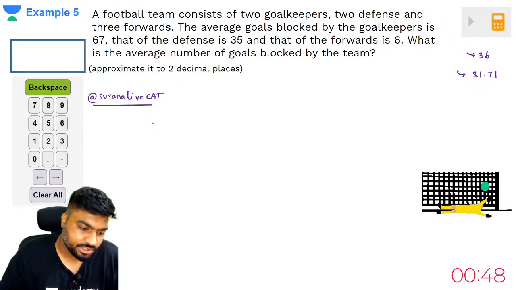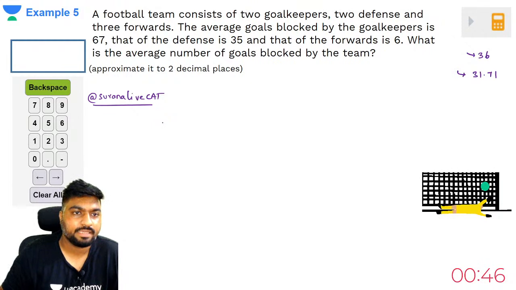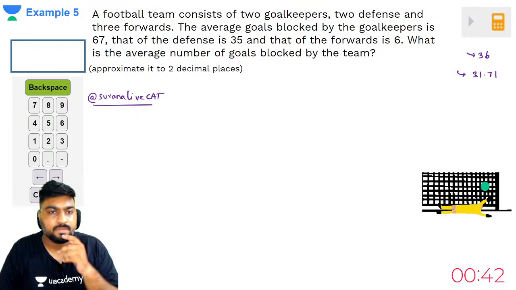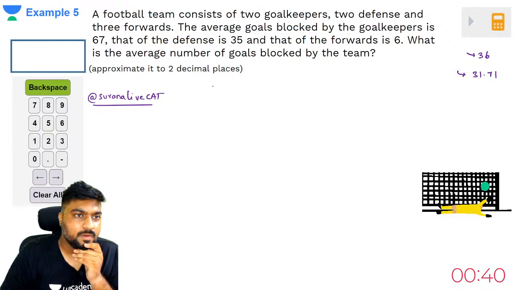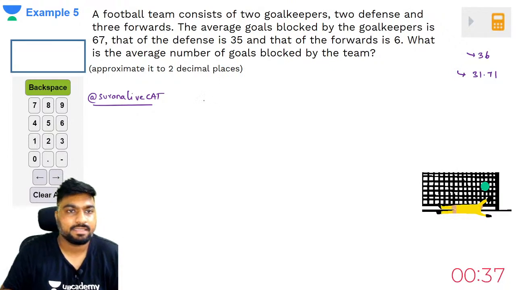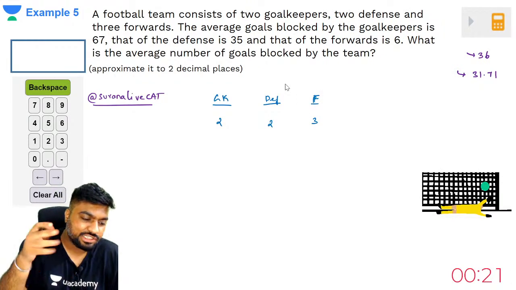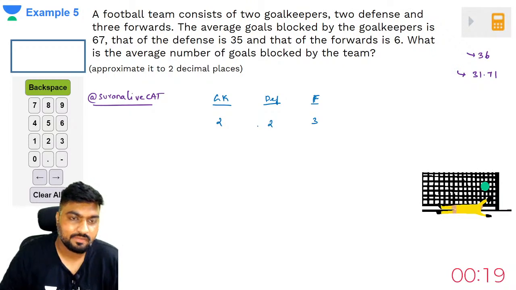Chalo, very good Harshit, Mili, nice. Let's do this. So what they've given is different goals blocked by different kinds of players, okay? And we know how many players there are, right? How many goalkeepers are there? We have 2 goalkeepers, which normally doesn't happen, but anyway, number of defense players is also 2, and forward players are 3, okay? Weird kind of a team, I know, probably street football.